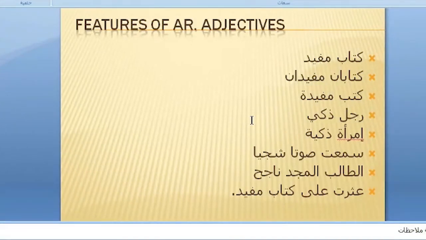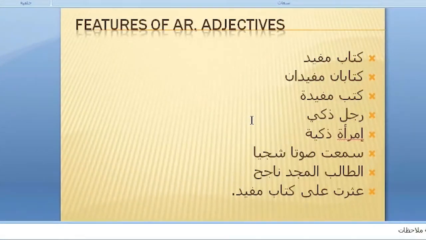Accusative. الطالب المجد ناجح. Here the adjective ناجح is in the nominative case, مرفوعة. عثرت على كتاب مفيد. Again, the adjective مفيد here is available, موجودة, but it is in the genitive, مجرورة. Genitive, G-E-N-I-T-I-V-E. And these three examples: سمعت صوتا شجيا, الطالب المجد ناجح, and عثرت على كتاب مفيد.